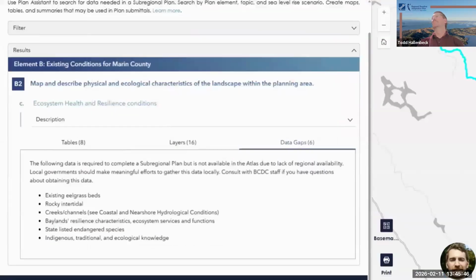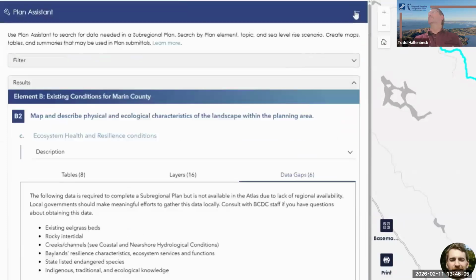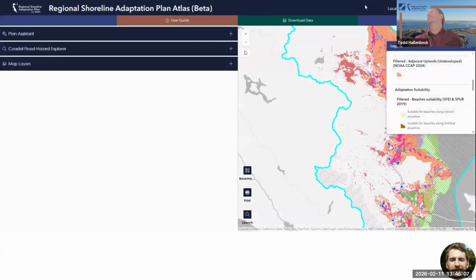The Atlas does not include all information needed to create a plan. For example, the Atlas does not include layers on existing rocky intertidal reefs and other required assets due to a lack of regionally available information. Local governments must make meaningful efforts to collect this data locally. To learn more about the RSAP planning process and other resources to help you get started, please visit BCDC's Local Sea Level Rise Plans webpage.